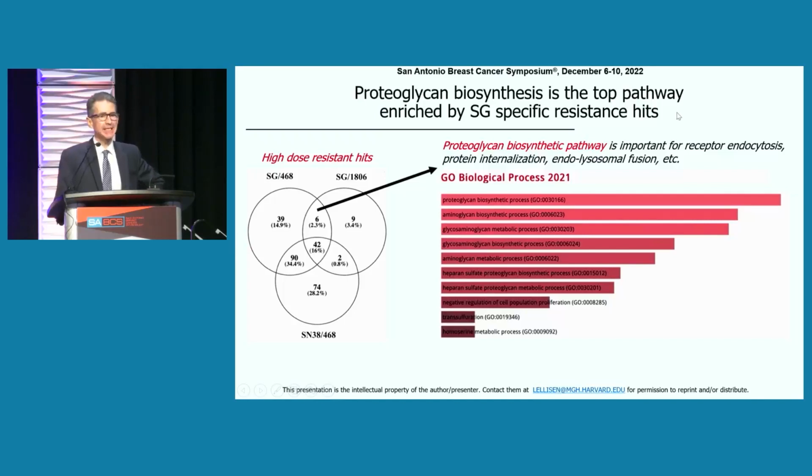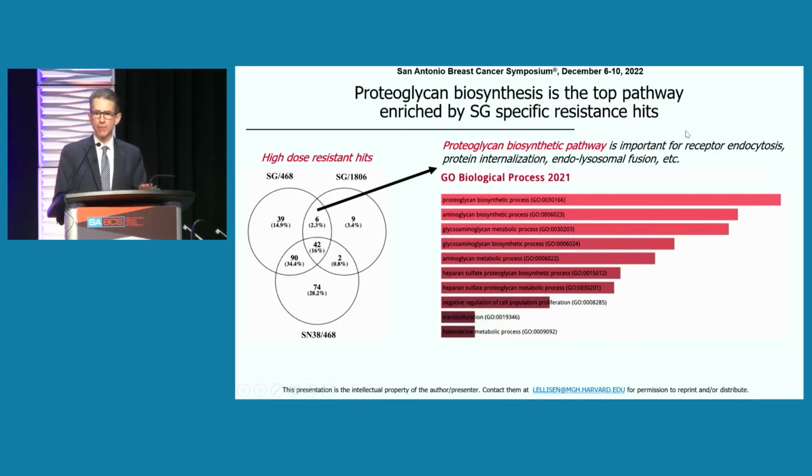And this really makes sense from the point of view of what we understand about the ADCs, because we know that these pathways are important for receptor endocytosis, protein internalization, and endolysosomal fusion, which is all critical, as we've been talking about, to ADC processing. So rather gratifying. These hits really are coming up. They're really ADC specific. Pursuing them specifically is, I think, going to hopefully give us specific clues about pinch points, key targets that might be the failure points for inducing resistance.